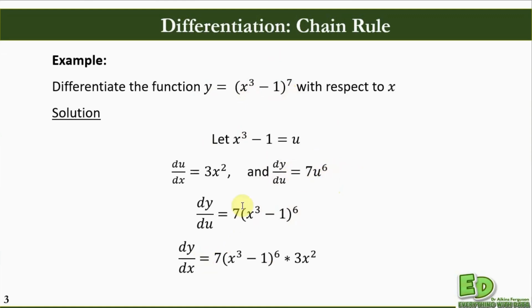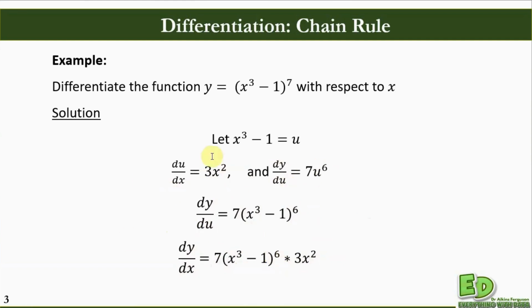So we'll say that dy over du is equal to 7 into bracket x cubed minus 1, all to the power 6. So we'll just put these two functions back into the chain rule formula, which says that dy over dx is equal to dy over du, which is 7 into bracket x cubed minus 1, all to the power 6, by 3x squared, which is our du over dx. This is how we deal with composite functions using the chain rule.